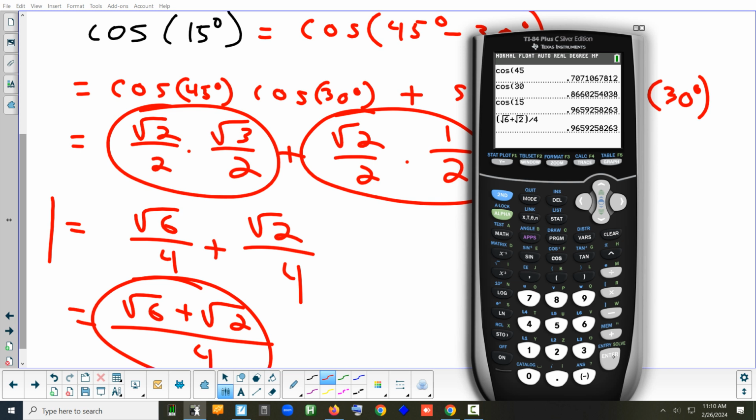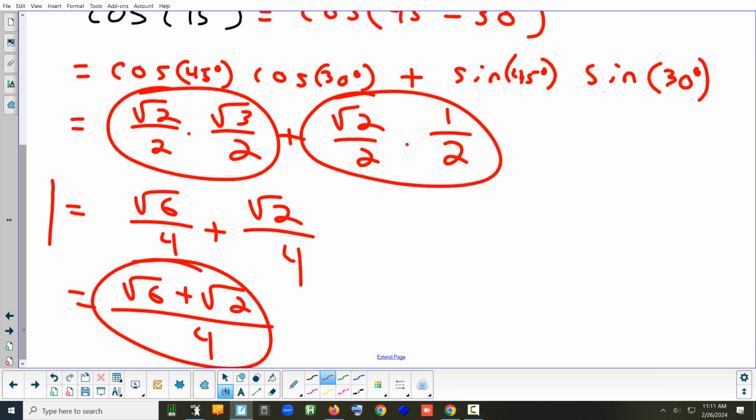I can't say most people, but at least I don't have the coordinates memorized for the 15 and 75. If I worked with them a lot, maybe I would, but I would have to figure it out like that each time. But it has lots of square root of 6, square root of 2s, and 4s. Sometimes it's plus in the numerator, sometimes it's minus, but it usually is some kind of variation with a root 2, a root 6, and a 4. That's how it usually works. So any question on how we got the cosine of 15?